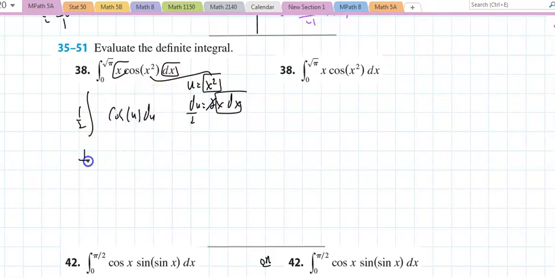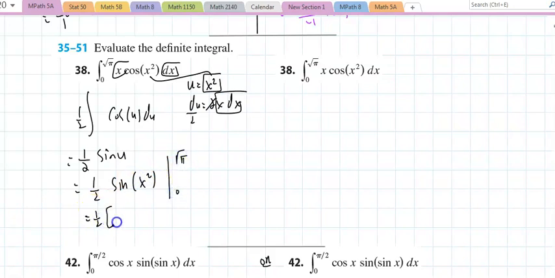So for this class, it turns out not to be a massive deal. If you just leave the limits for now, say that is the sine of u, right? And then say that is 1/2 the sine, and u was x squared, evaluated from 0 to radical pi. That would be 1/2 times, plug that in, the sine, when you square that, that's pi, minus the sine of 0, which is, oh, that's both, which is 0.